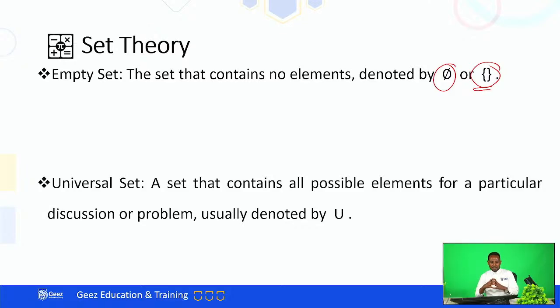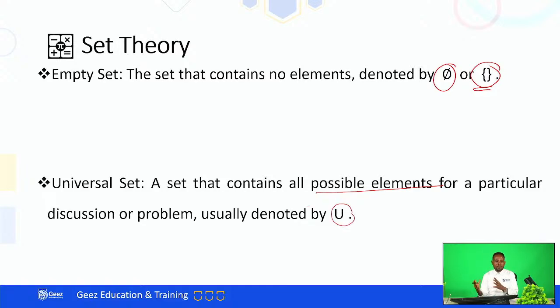So this is the definition for an empty set. We'll do an example later on. The other one is the universal set. As you can understand from its name, a universal set is a set that contains all possible elements for a particular discussion or problem. It's the biggest set, and it's denoted by U.